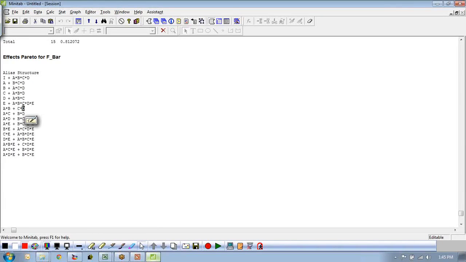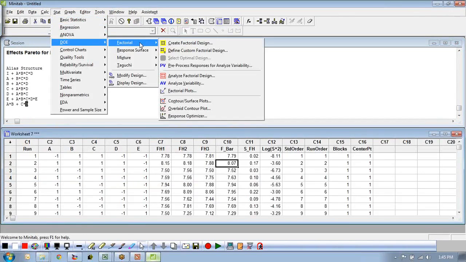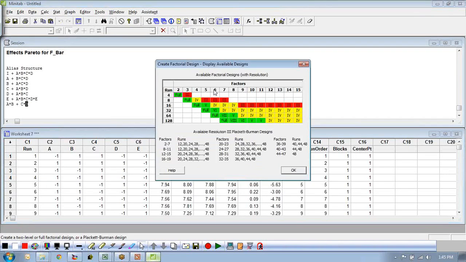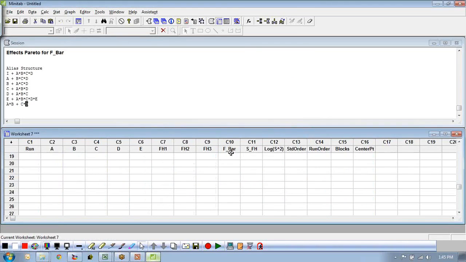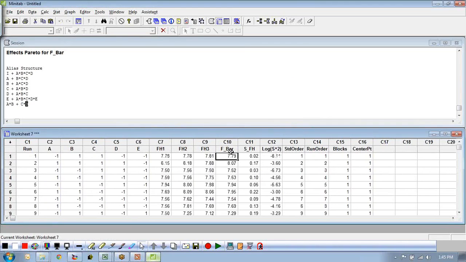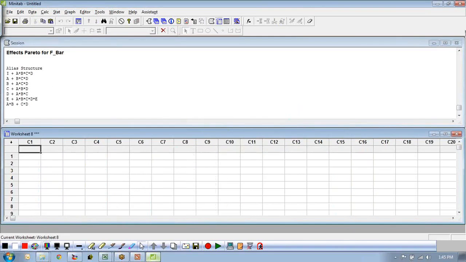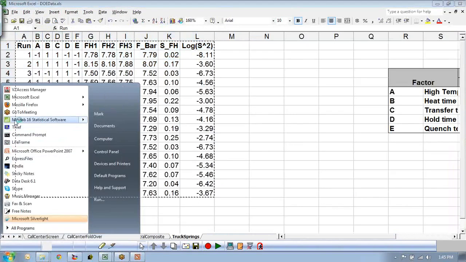So here it is right here. Let me just make sure that that's right. 5 factors. No, it should be a res 5. 16 runs. My truck springs data. Something's not right. Let me try this whole thing again. Something isn't right. Start a clean Minitab so I can see it all.